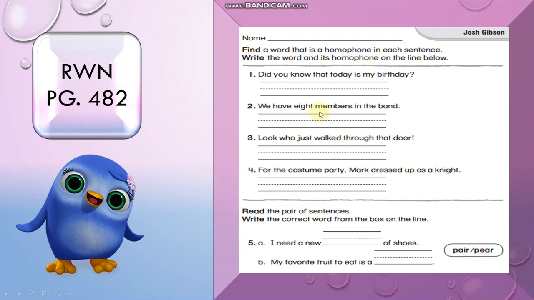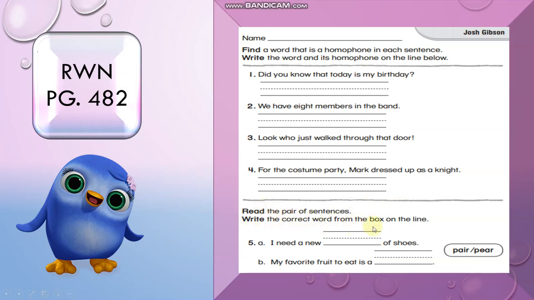We have 8 members in the band. Come on, put on those thinking caps. Number 3, look who just walked through that door. Now, is there a word which has another word that sounds exactly the same? Number 4, for the costume party, Mark dressed up as a knight. Remember the silent consonant? And now you also have to figure out which word is a homophone and it has a similar sounding word buddy. Read the pair of sentences.